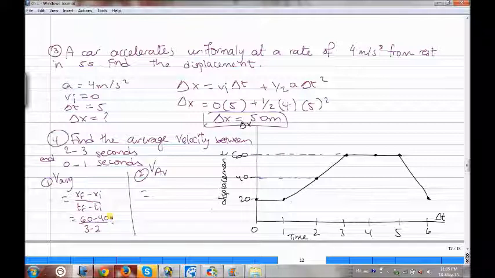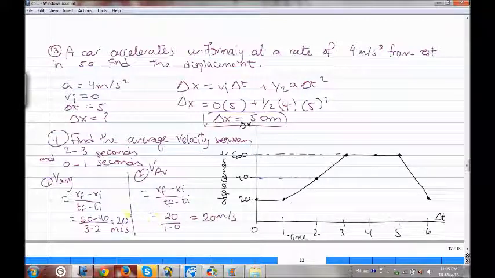So the answer would be 20. Now the second average velocity is from 0 to 1 second, so here it's just 20. So xf minus xi for the displacement over tf minus ti. We already know the displacement here is just 20, from 0 to 1, and then 1 minus 0, which is 1, so here it's also 20. Don't forget the unit, meter per second, and this is the answer for the 2 average velocities. And thank you.